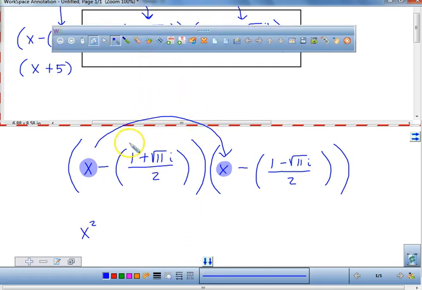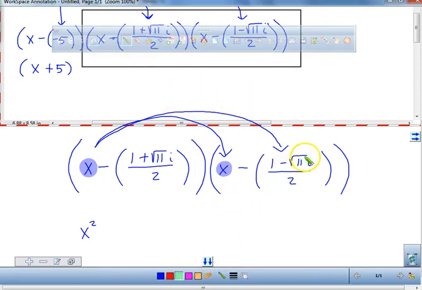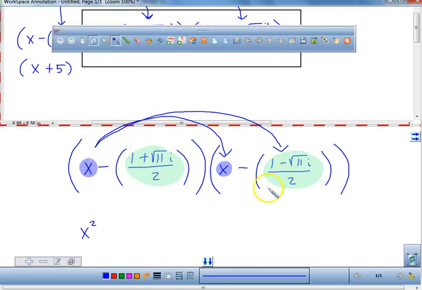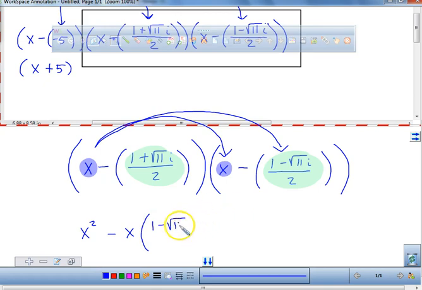Now, the next thing I have to do is take this x and multiply it out to this guy right here. I'll highlight him in a different color. So if we multiply x times this, you are left with a negative x times 1 minus radical 11 times i over 2.